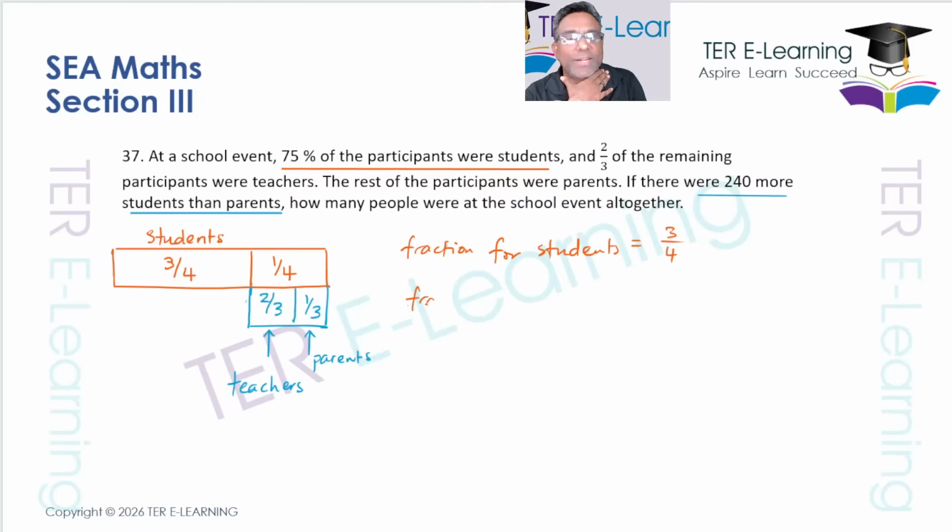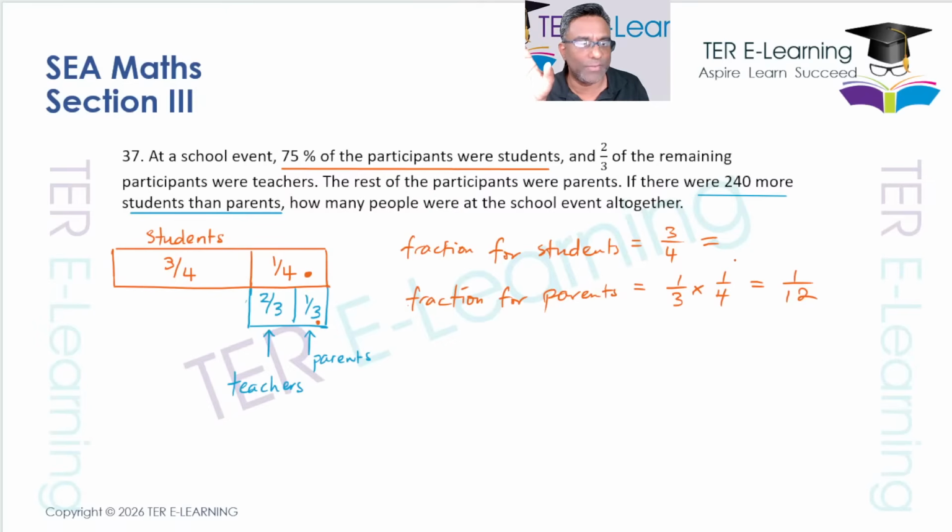I need to work out the fraction for parents. The parents is really 1/3 of a quarter, right? So you have to take this 1/3 and multiply by this quarter, and that's going to give us 1/12. Now, let's write the fraction for the students as something over 12 as well. That is actually 9/12.